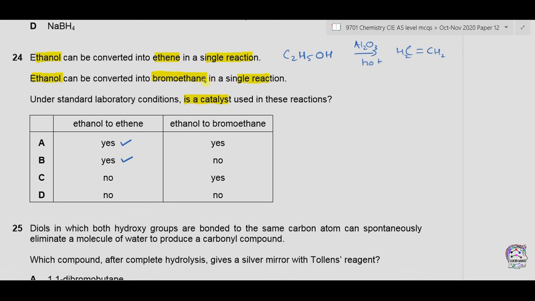Now for the second reaction, bromoethane can be formed from ethanol by nucleophilic substitution with phosphorus tribromide. The product formed is bromoethane along with H3PO3. No catalyst is required for this reaction. The correct option is therefore B.